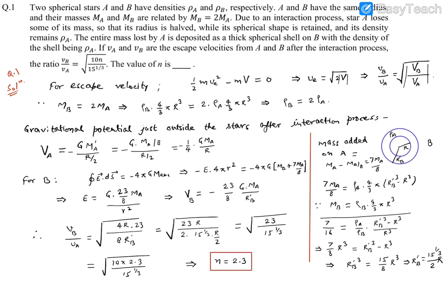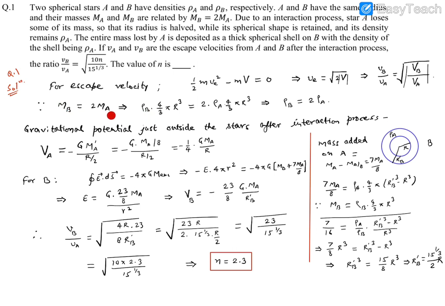And then the ratio of escape velocities B and A will be under root VB divided by VA, where VB and VA are the gravitational potentials. So this question boils down to finding the potential outside the B sphere and outside the A sphere after the interaction process is completed. Moreover, there is further information like this. It says the masses are related like this, they are connected together.